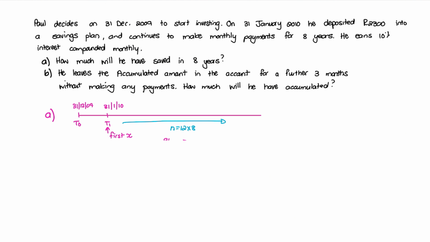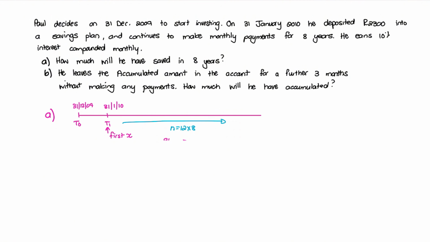For these types of questions, I think it is important to draw a timeline. So at some point, here's the date, Paul decides to start investing. Now notice, there's no investment made at this point. He simply made the decision to start investing.